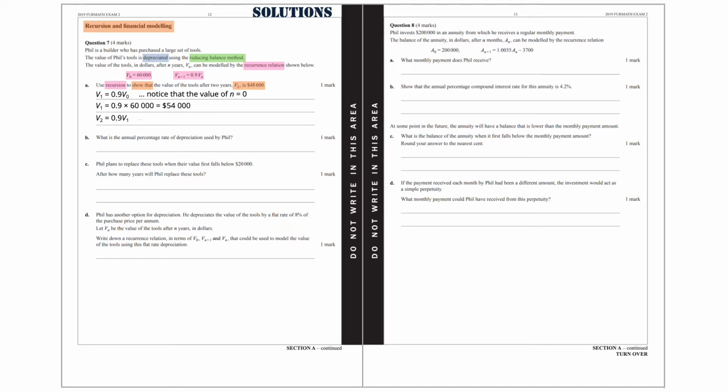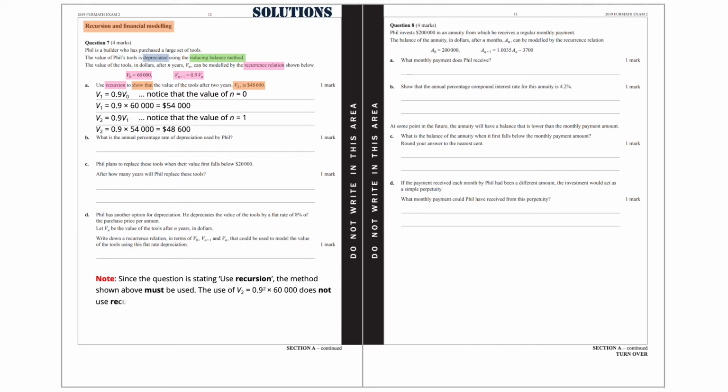Similarly, we are going to substitute n equals 1 in the recurrence relation, so we have V2 equals 0.9 V1. That is V2 equals 0.9 times 54,000, which is 48,600. Note, since the question is stating use recursion, the method shown above must be used. The use of the formula V2 equals 0.9 squared times 60,000 does not use recursion.